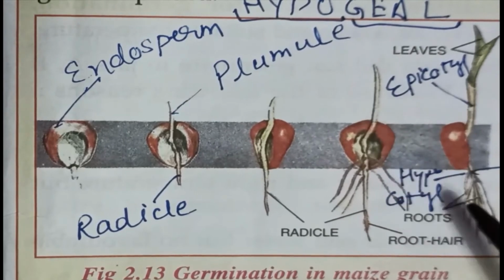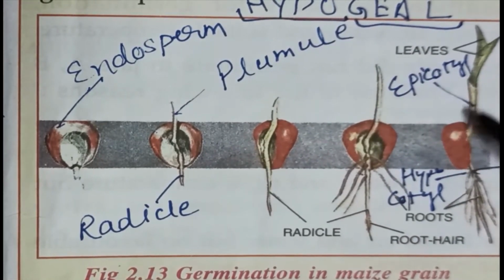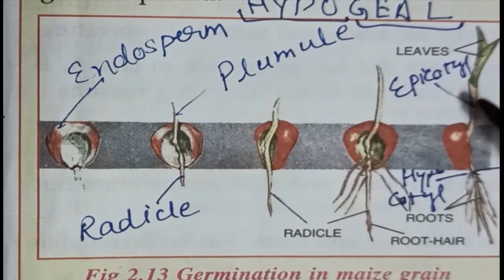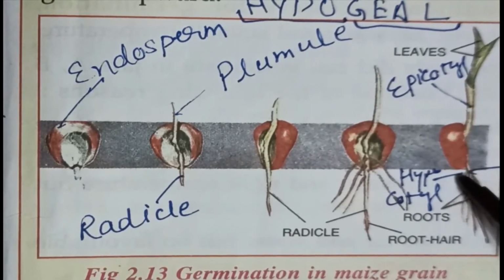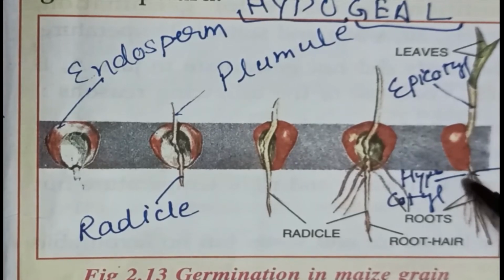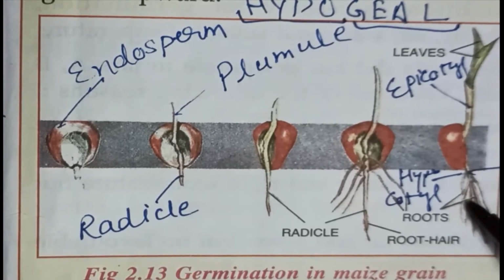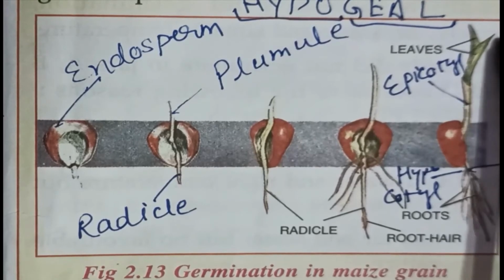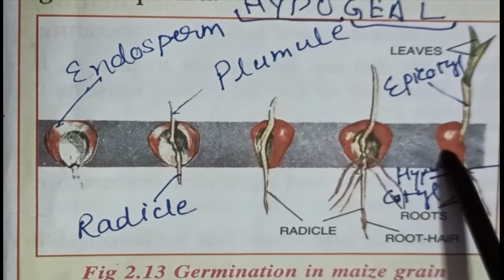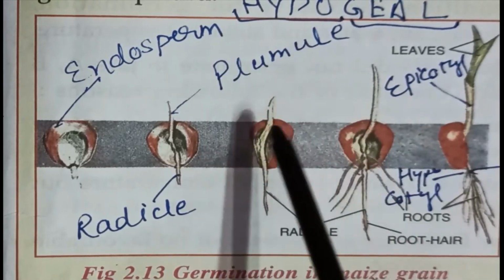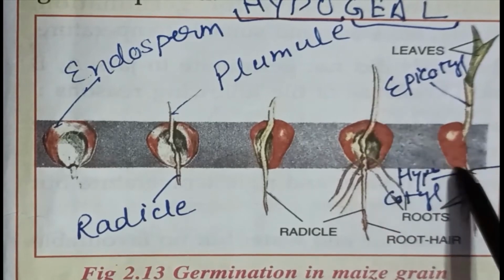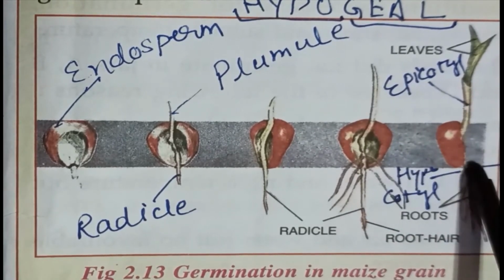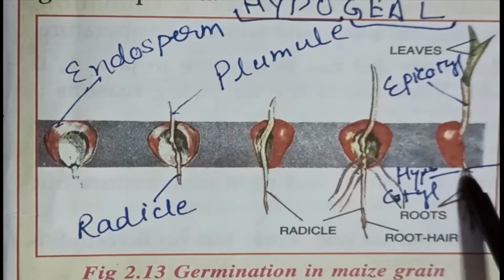The epicotyl is the portion between the cotyledonary node and plumule, and the hypocotyl is the portion between the cotyledonary node and radicle. The epicotyl elongates faster than the hypocotyl. That's why it goes out of the soil and the cotyledon remains inside the soil. That's why it is called hypogeal. Hypo means below, geal means soil. Below the soil, the cotyledon remains inside the soil. That's why it is called hypogeal germination.